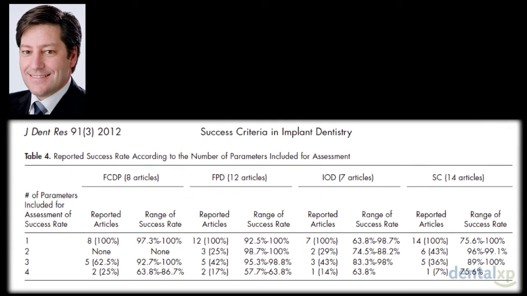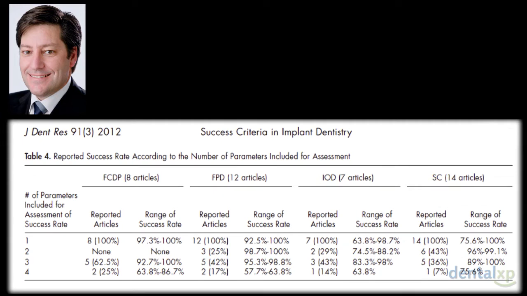Implant-related criteria, number 1. Number 2, peri-implant soft tissue-related criteria. And number 3, prosthodontic parameters. And number 4, patient-centered outcome: how much the patient agrees with the restoration. And you can see the success rate varies a little bit.